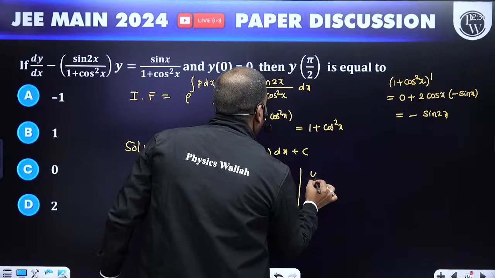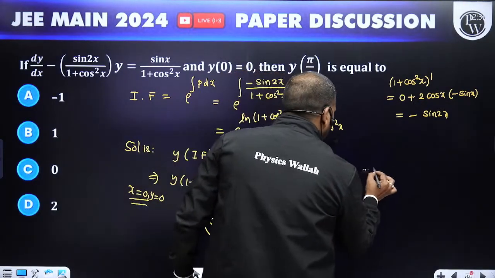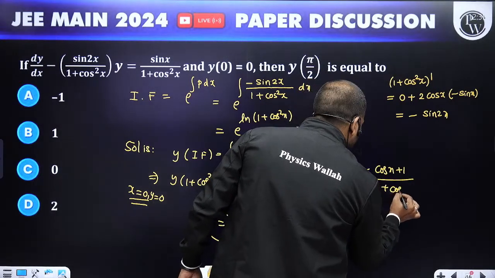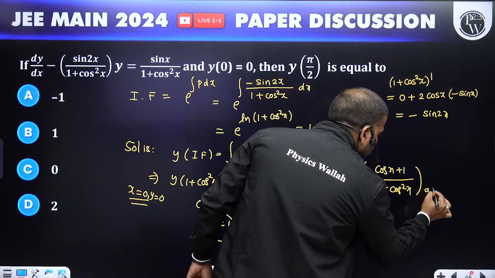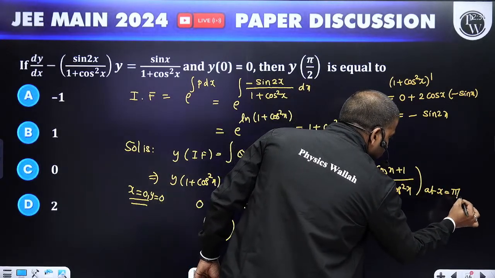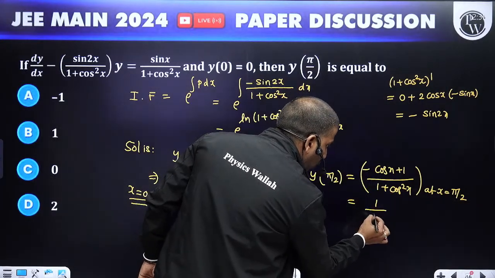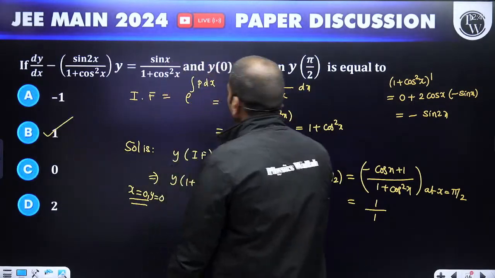Then y at pi by 2. So that means y is equal to minus cos x plus 1 by 1 plus cos square x. So this is at x is equal to pi by 2. Cos pi by 2 is 0. 1 by 1 plus 0. So that is becoming 1. Plus 1 is our right answer.